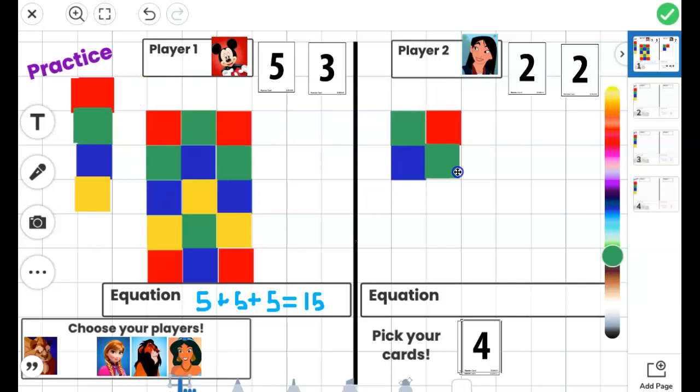All right. Now I've built my array. How many rows do we have in this array? We have 1, 2. How many columns do we have in this array? We have 1, 2 columns. Can you write an equation to represent this array? Now, if you wrote the equation 2 plus 2 equals 4, good work.